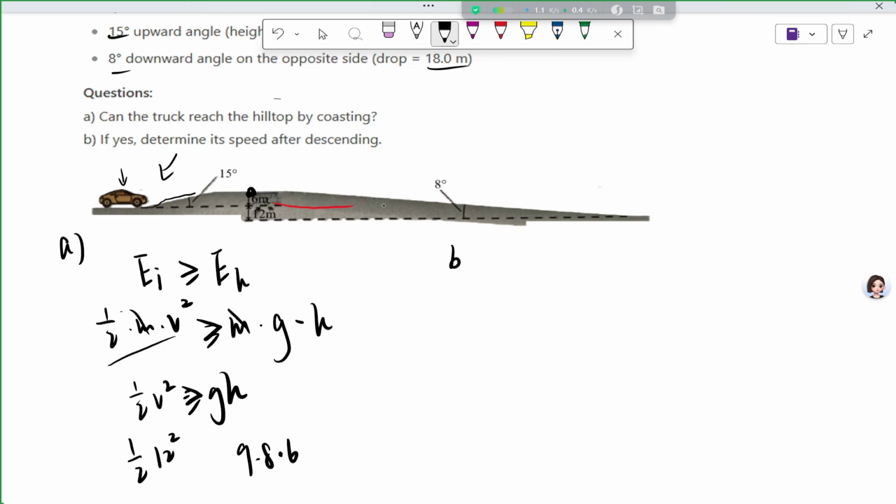Let's look at part B. If yes, determine its speed after descending. Well, for part B, we will assume this is the ground level. Part B is also about conservation of energy. So let's write it down. Initially, the car loses its engine when it's right about going up the slope, right? And it is equal to the final energy.